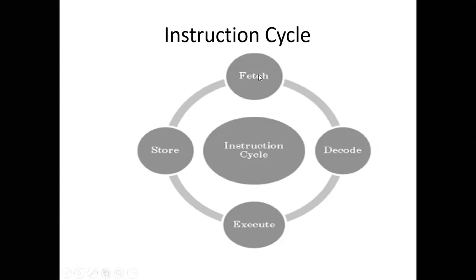When it is fetched, the next stage it goes through is to be decoded. Decoding is where the instruction is broken down into smaller components so that the CPU understands what it's supposed to do. If you have an instruction like the one we had earlier, where we had 1 plus 2 plus 3 plus 4 plus 5, for example, times, let me do this.